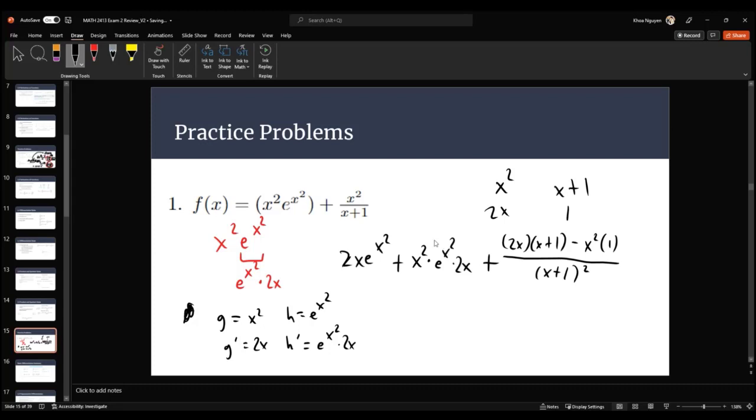That's incorporating quotient rule on the right here, and then product rule on the left here, and then also technically chain rule here.